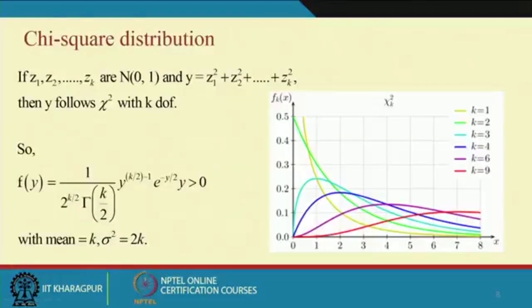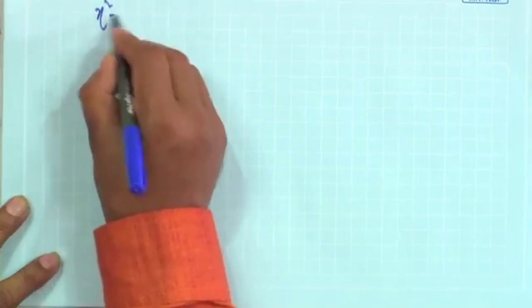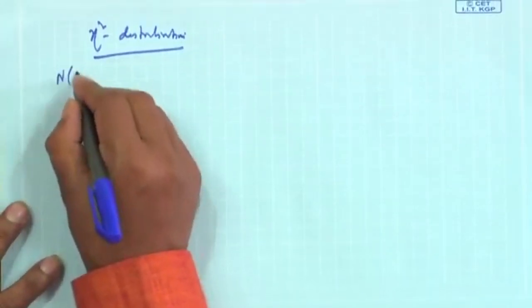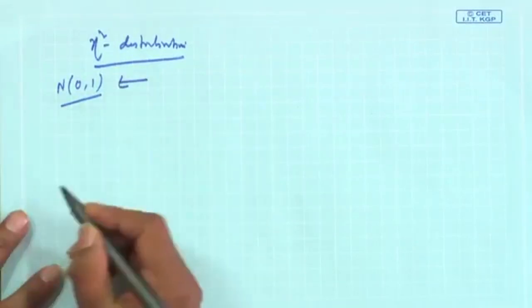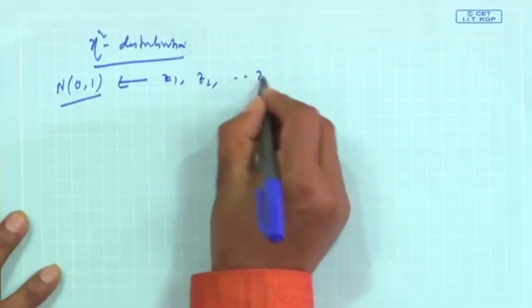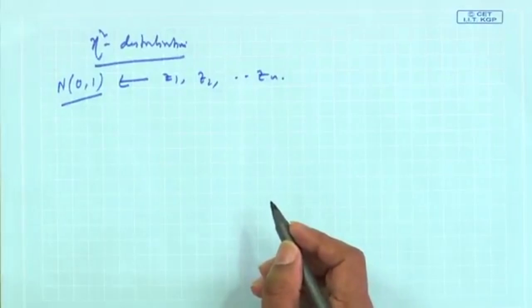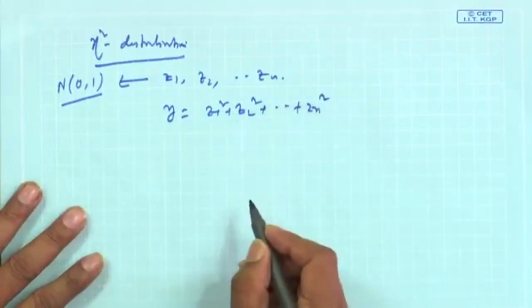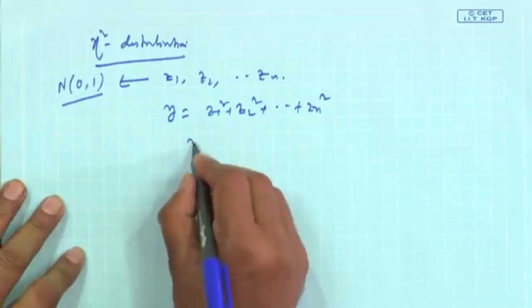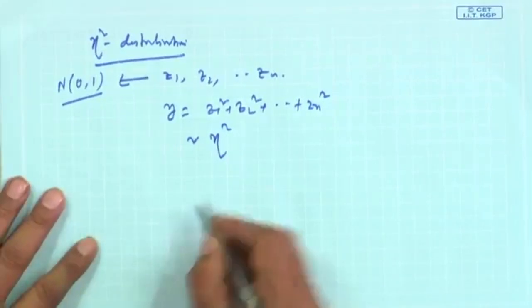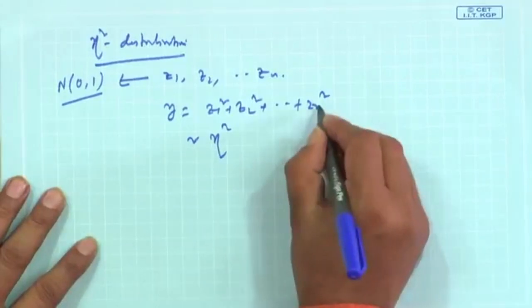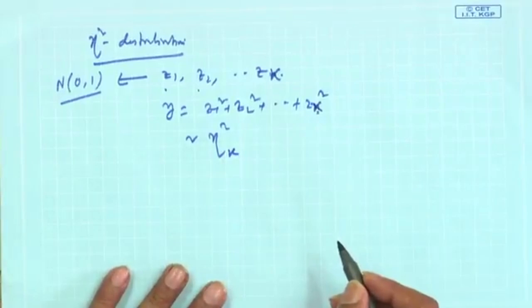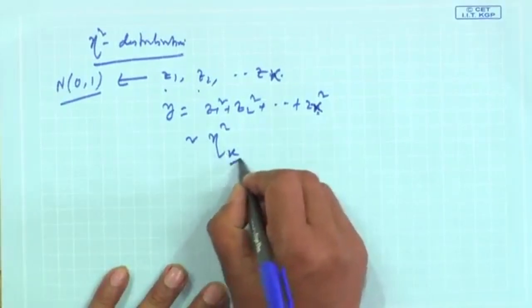Now, we will discuss another important distribution, which is known as the chi-square distribution. Let us assume that you have a unit normal distribution, that means the population is unit normal, and you have collected n observations z1, z2, zn. Now, if you create one variable called y, which is z1 square plus z2 square plus zn square, then this y is chi square distributed. Suppose I want to write k, because n we have used several times. So, z1, z2, zk, let it be k. Then it will be chi square k, that means chi square distribution with k degrees of freedom.